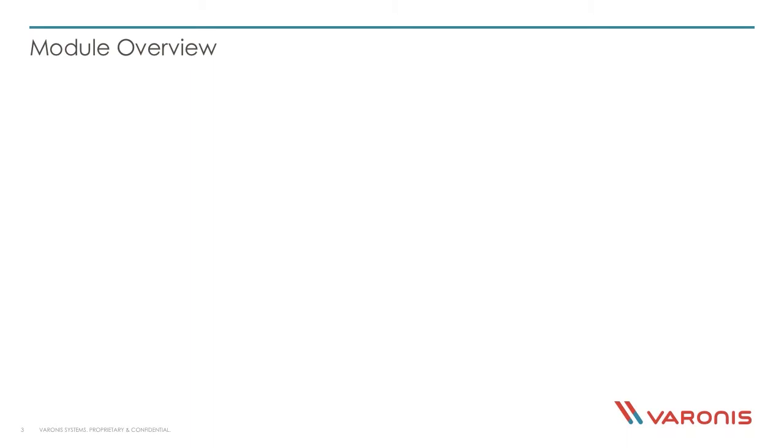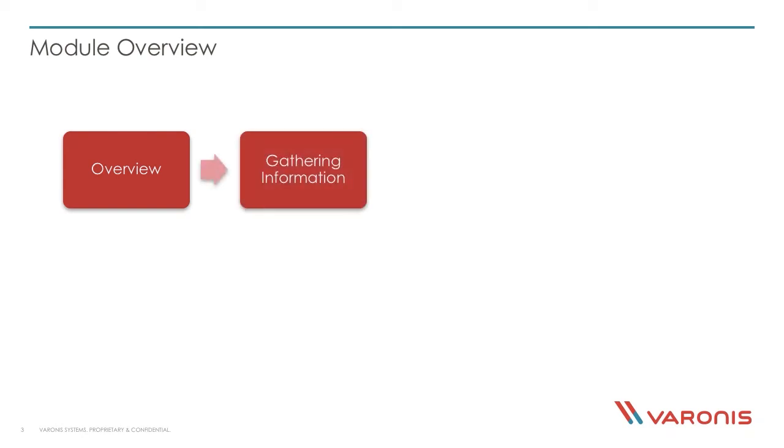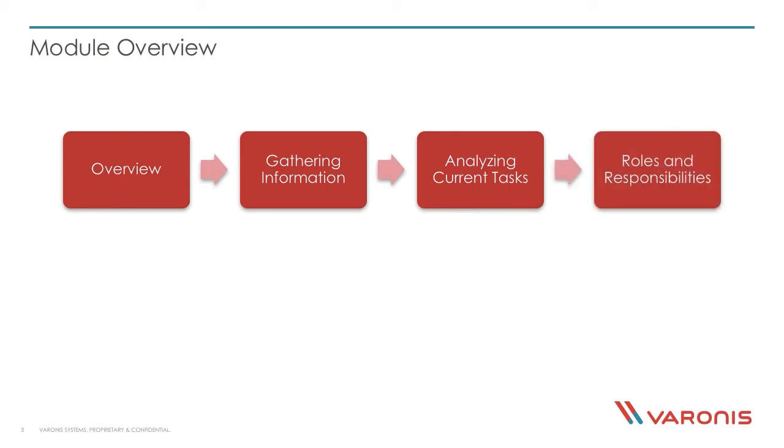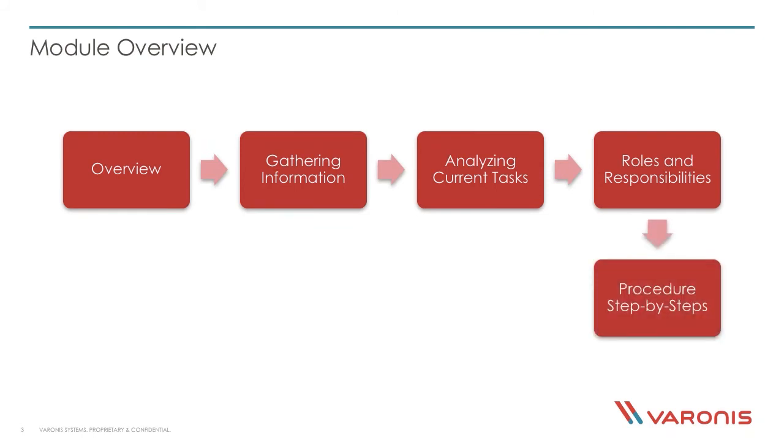So, before starting this module, let's take a quick look at what we'll be covering in here. We start by having an overview of what the procedures are and how they can help you. Then, we learn how to gather information and understand what people currently do. Then, with that done, we can analyze what could be improved. And with that in mind, we can then define the roles and responsibilities and write the procedure step by step, which is the core of this document.